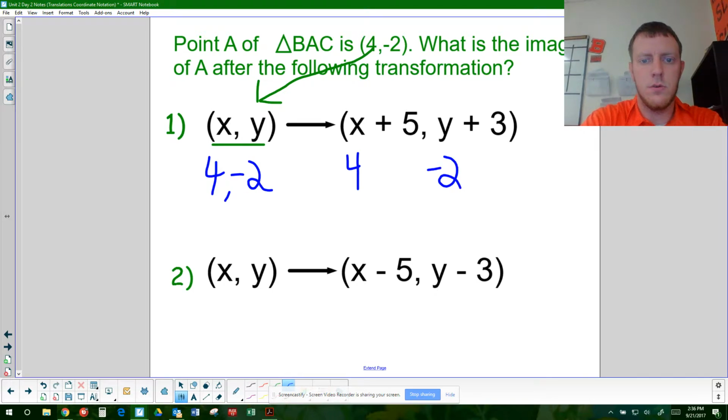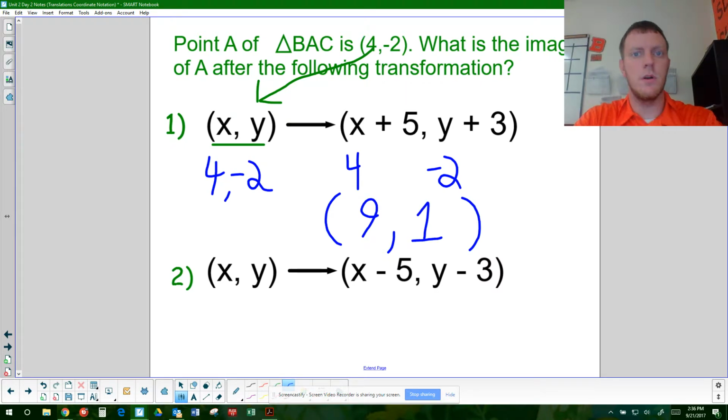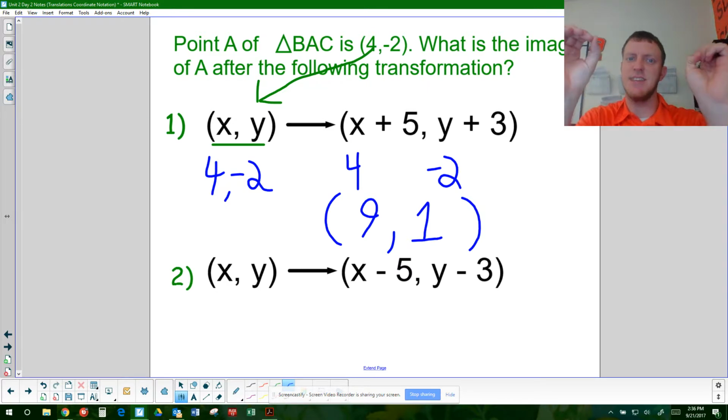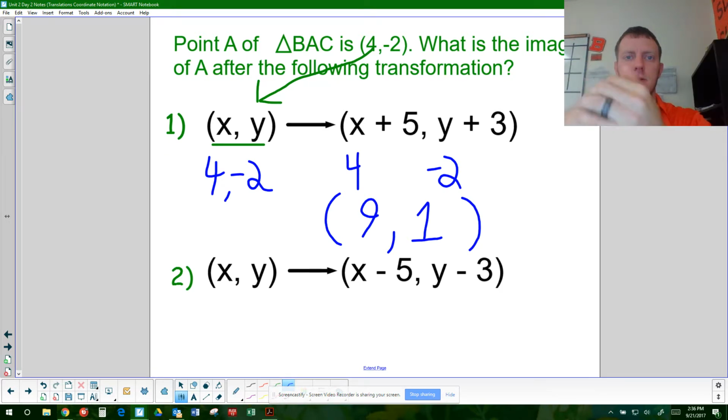So my new coordinates, after we do the math, 4 plus 5 is 9. -2 plus 3 is +1. So my new coordinate for that point is at 9, 1. That's it. That's all coordinate notation for translation is. This is the easiest one out of all the types of transformations.